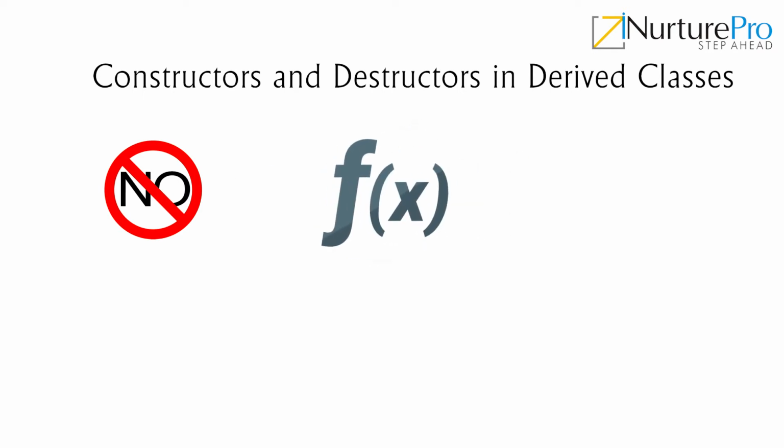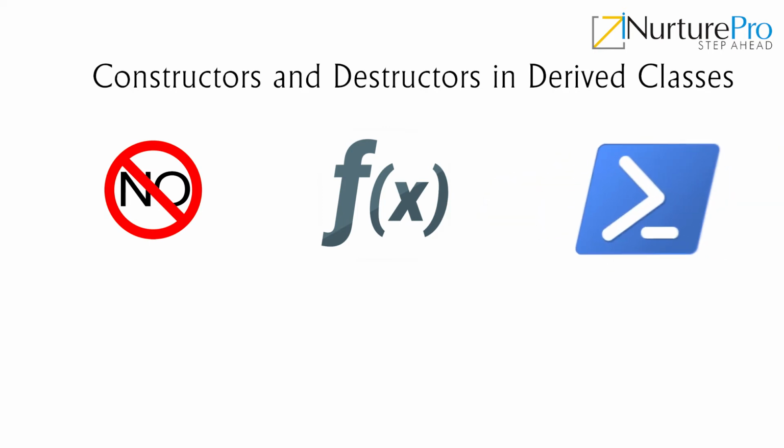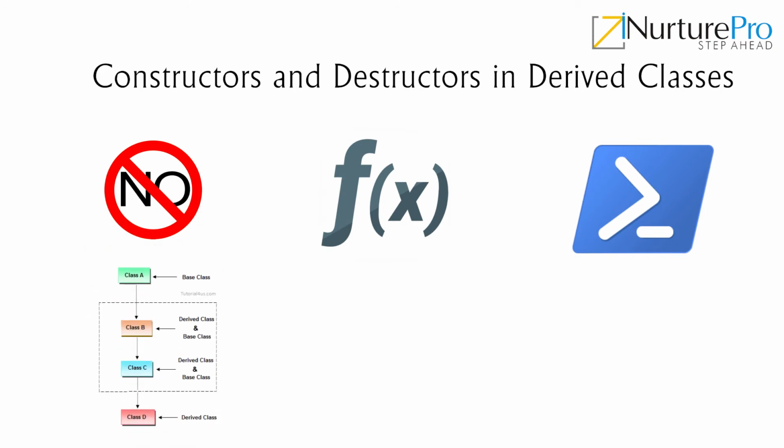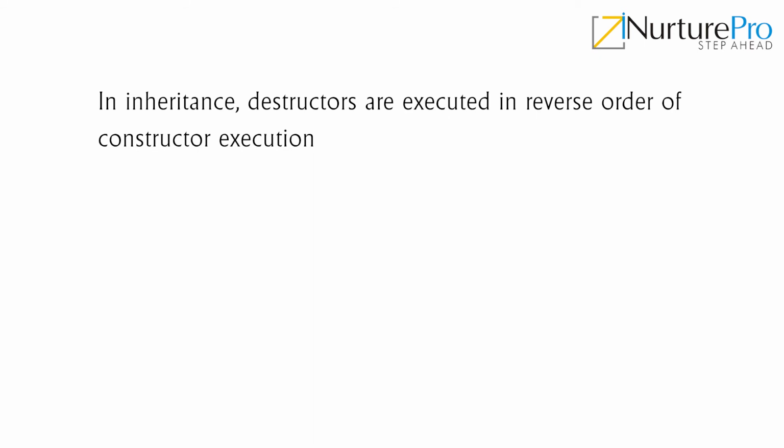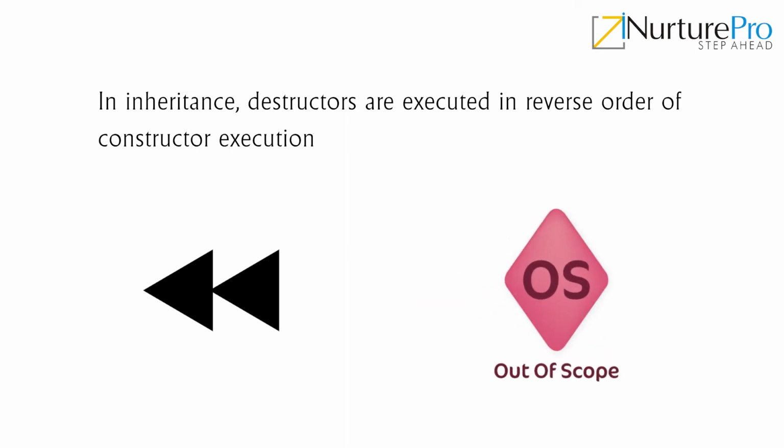However, if any base class contains a constructor with one or more arguments, the derived class must pass arguments to the base class constructors. Thus, it makes sense for the derived class to pass arguments to the base class constructor. When both the derived and base classes contain constructors, the base constructor is executed first and then the constructor in the derived class is executed. In inheritance, destructors are executed in reverse order of constructor execution. The destructors are executed when an object goes out of scope.